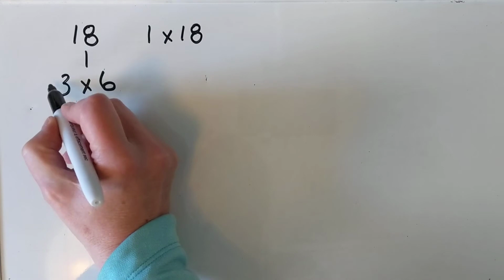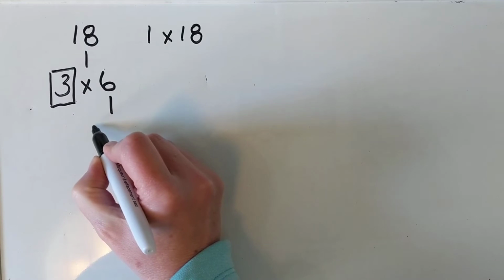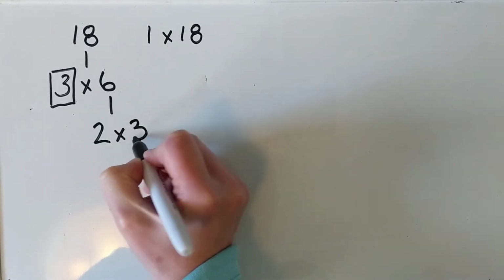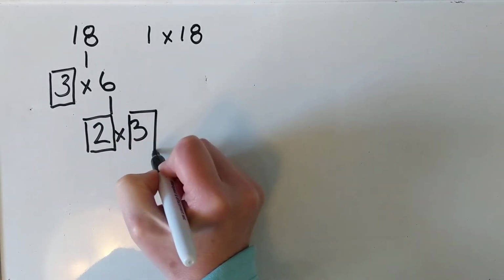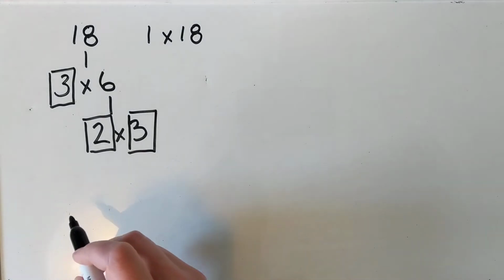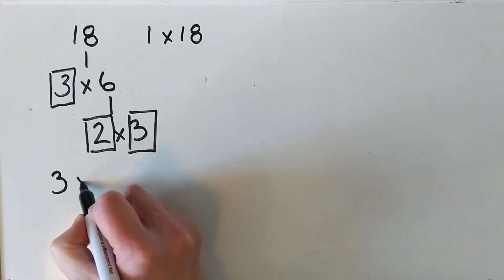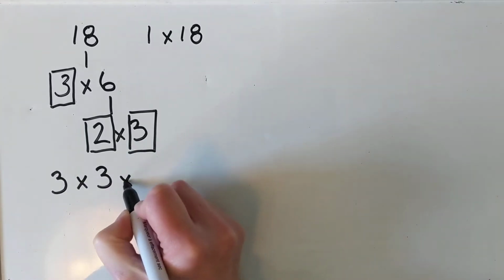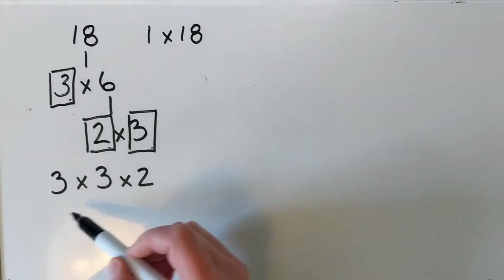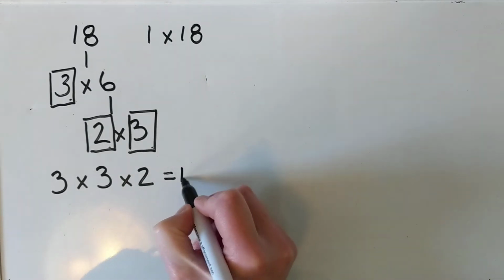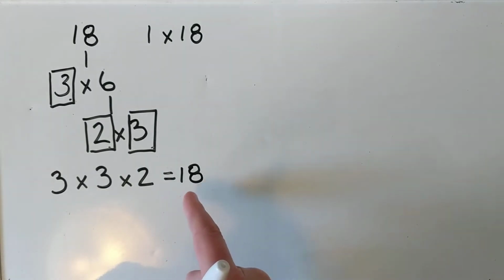So 3 is a prime, so I can't actually break that down anymore. But 6 I could write as 2 groups of 3. And 2 is a prime, and 3 is a prime. So now I've broken everything down into its primes. If I took a calculator and went 3 times 3 times 2, so 3, 3, and 2, and I multiplied all those primes together, that would equal 18. So this is what's called the prime factorization for the number 18.